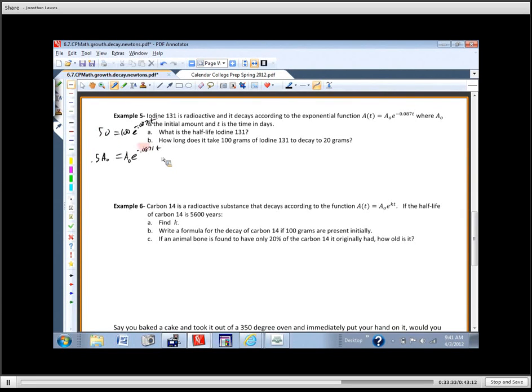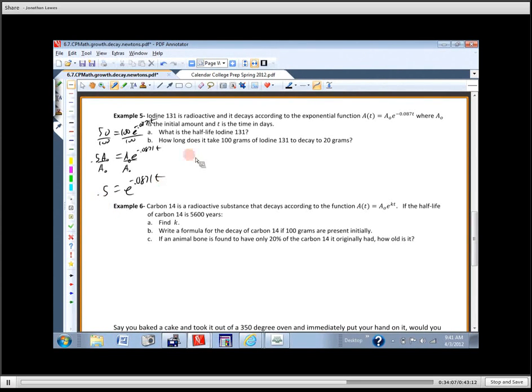Now, regardless of the way you solve either one of these, or what you start with, when you begin solving this, 50 divided by 100 is 0.5. 0.5 A naught divided by A naught is 0.5. And then over on this side, the A naught would cancel, the hundreds would cancel, and we'd have e to the negative 0.0871 times t. So, if they tell us the decay rate, we can find the half-life because we can now find the time that's required for it to decay to half.